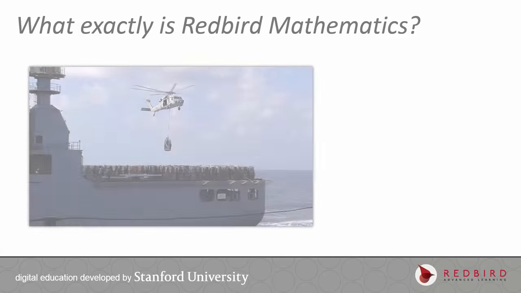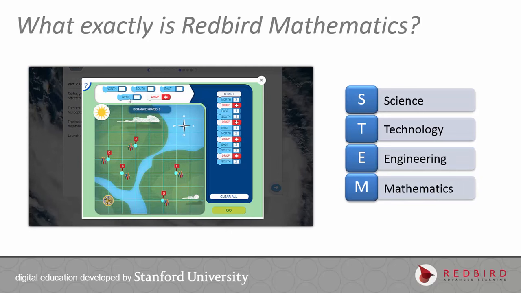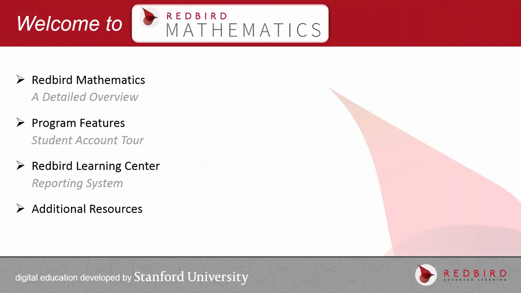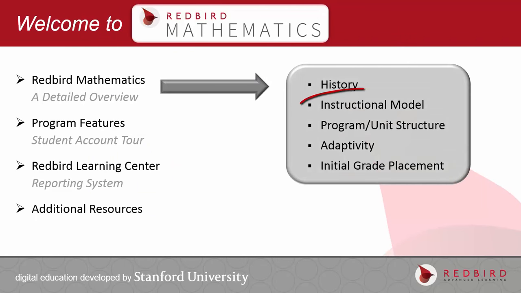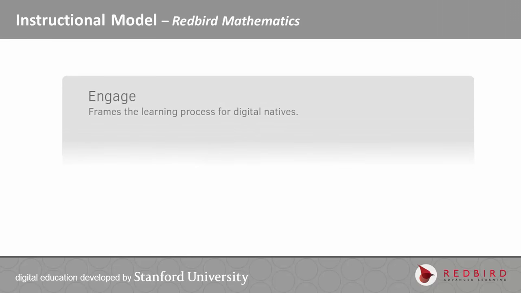Additionally, Redbird Mathematics uniquely combines rigorous math instruction with integrated STEM themes and digital project-based learning. Now that you know a little more about what Redbird Mathematics is, let's explore the instructional model on which it's based. The Redbird Mathematics instructional model is a three-stage process designed to engage today's digital natives in their learning.